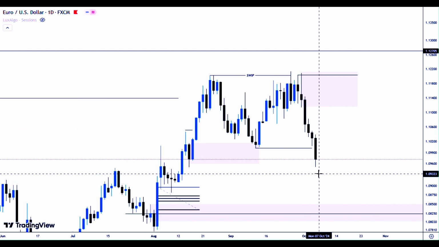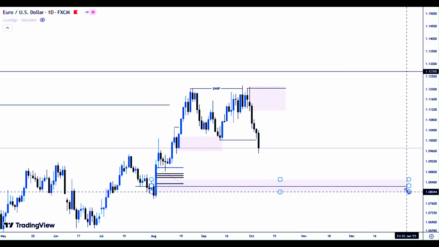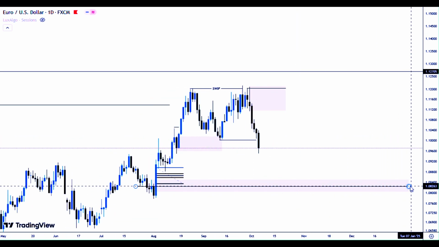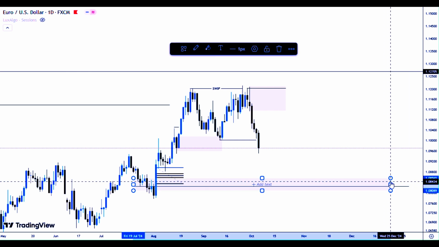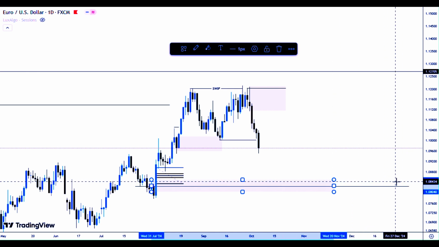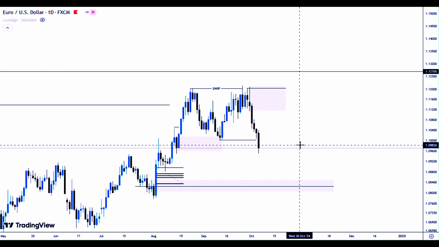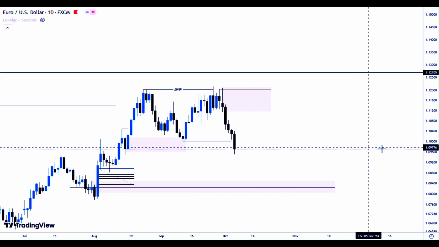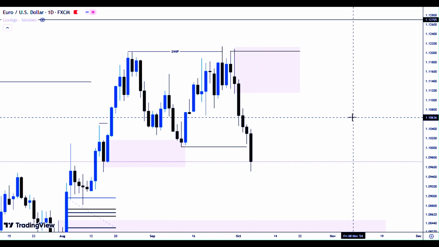Right now I have an image of what might really happen in the coming week. I'm starting to make an image of what might happen next week. So right now I'll have to drop down to my 4 hour time frame.